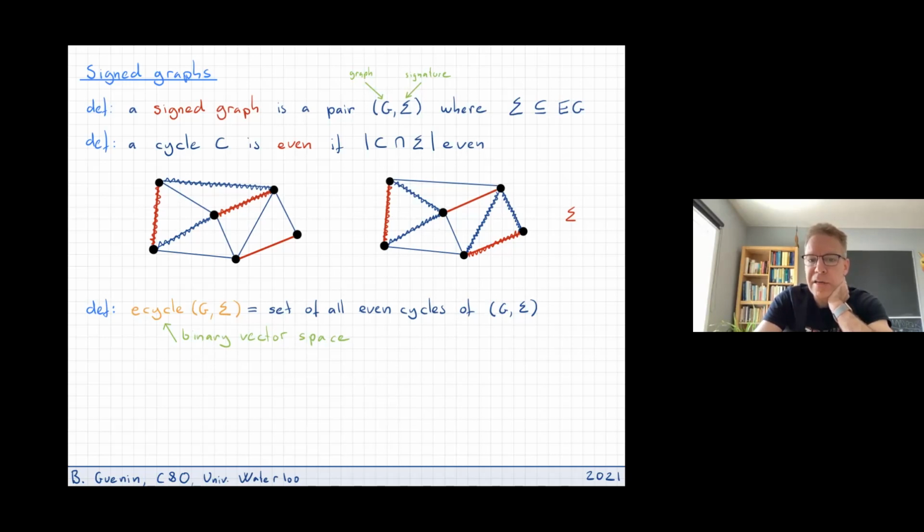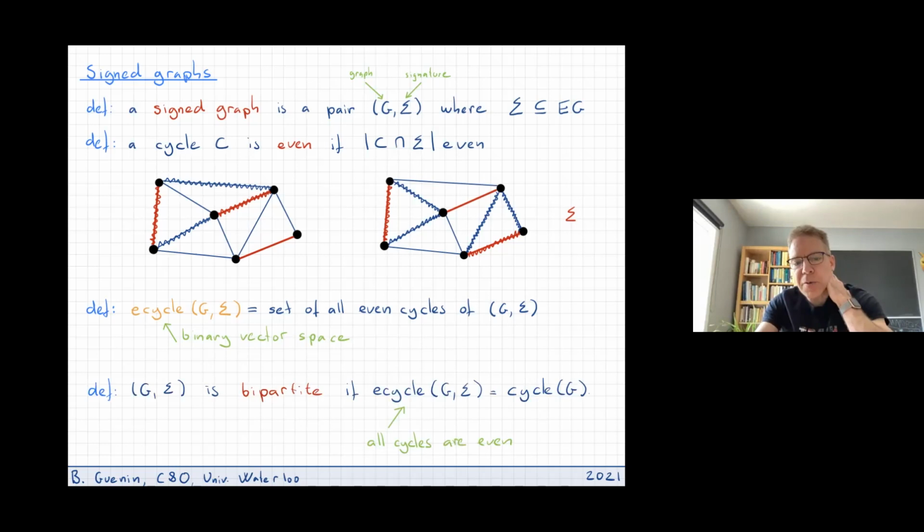And again, the set of all even cycles is a binary vector space. Every time I say binary vector space, you can substitute binary matroid if you want to, if it makes you happier. All right, and one last definition. I'm going to say that a signed graph is bipartite if every cycle is even, right? And you'll see why I care about this condition in a second.